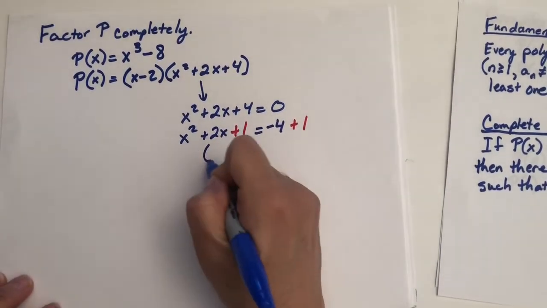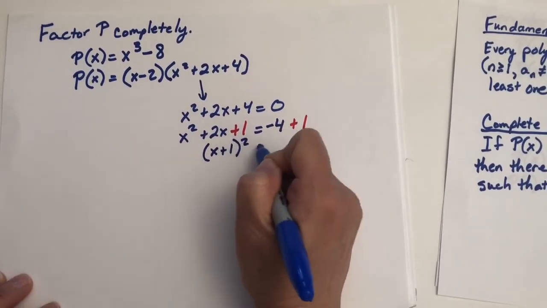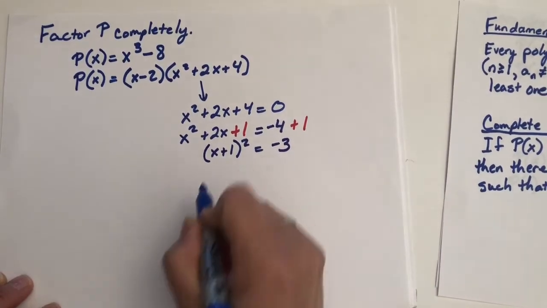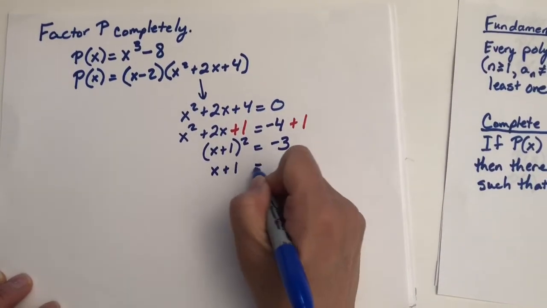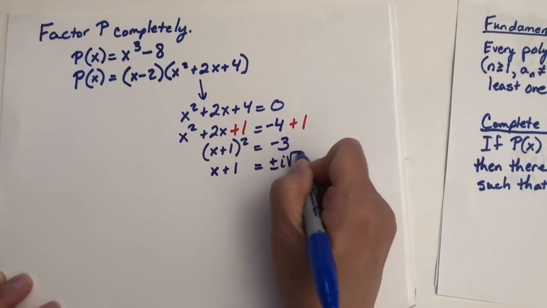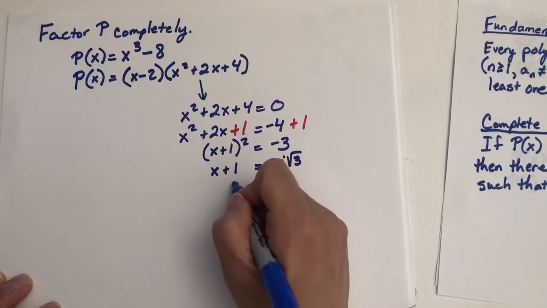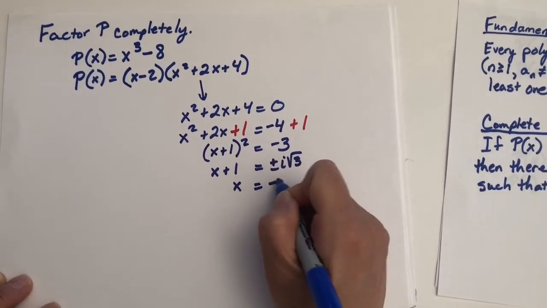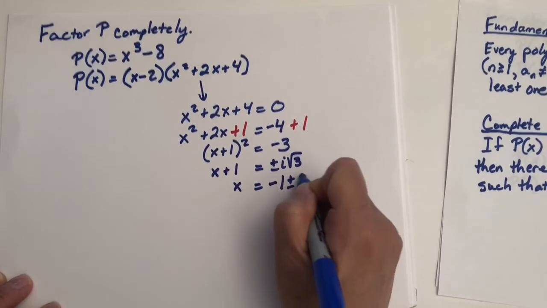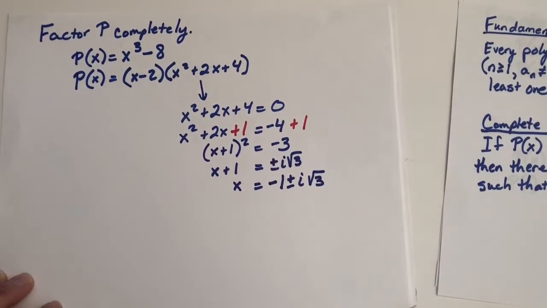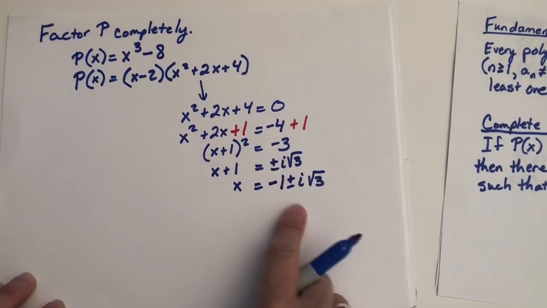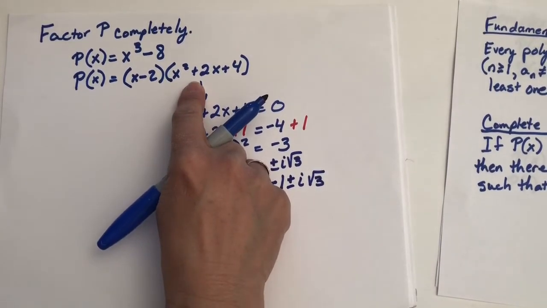So we have (x + 1) squared equals negative 3. Take the square root of both sides and subtract 1. So we have negative 1 plus or minus i square root of 3. So these are the zeros that came from this factor.